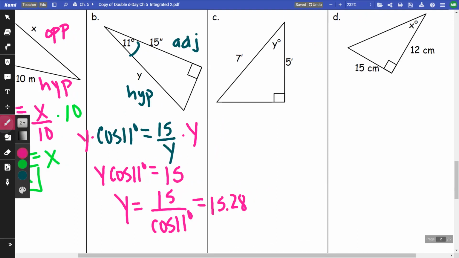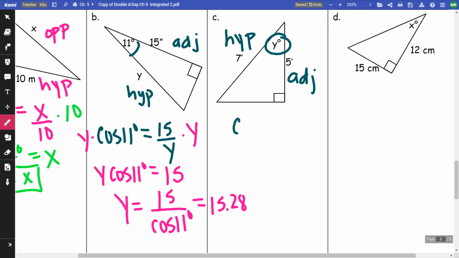Now on C, I want to find the angle. And this angle, this is our hypotenuse to that angle, and this is our adjacent, so that's going to be cosine. I'm going to do cosine inverse of adjacent over hypotenuse. And I'm going to put that into my calculator. And when I do, I end up with 44.42 degrees.